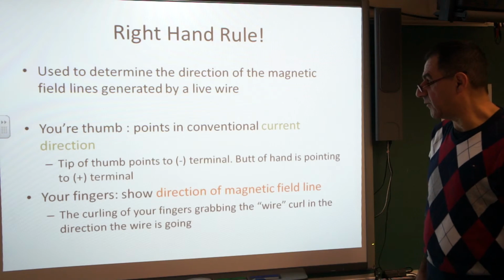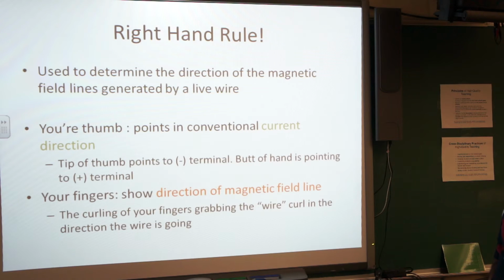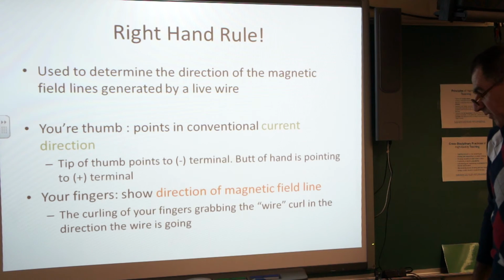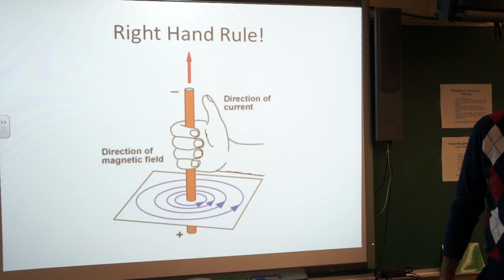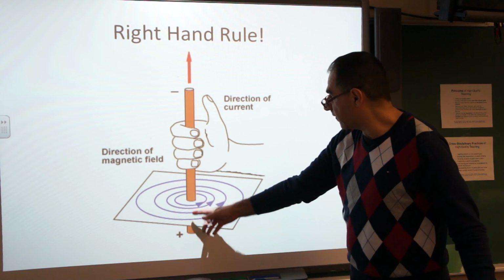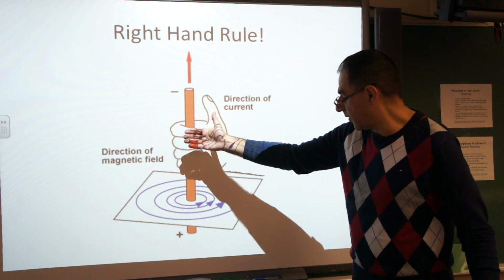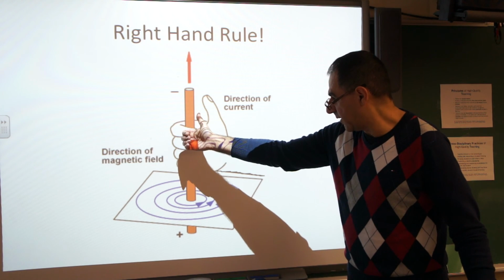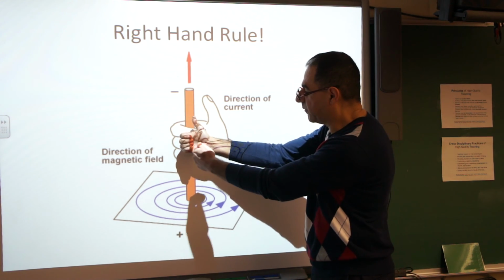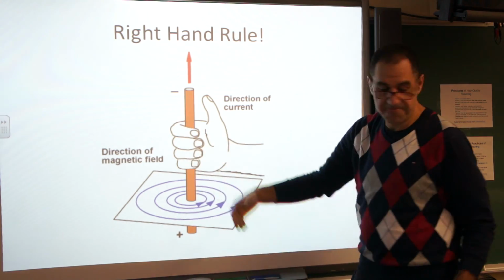Finally, let's look at the right-hand rule, which is used to determine the direction of the magnetic field line generated by the live wire. Your thumb points in the direction of the current. So it points from the positive terminal to the negative terminal, and your fingers are always in the direction of the magnetic field. So for example, in this description, the direction of the current is from positive to negative. My thumb points upwards, and my fingers or my fingernails point in the direction of the magnetic field. And if I were to place a compass here, that would point to the compass's north.